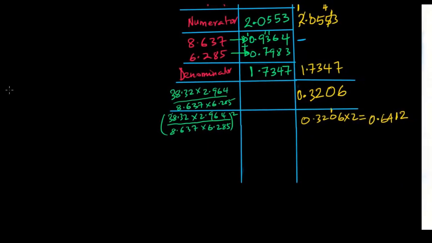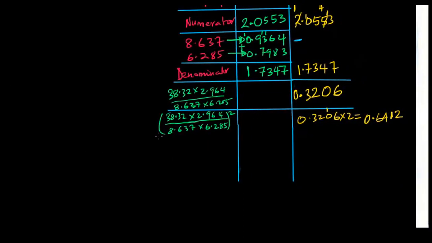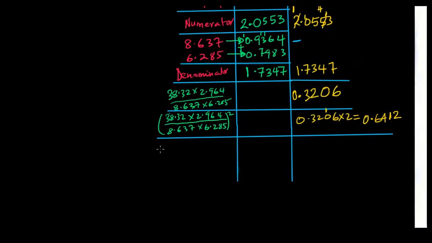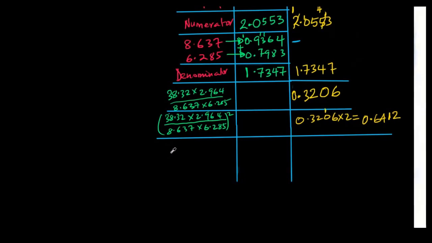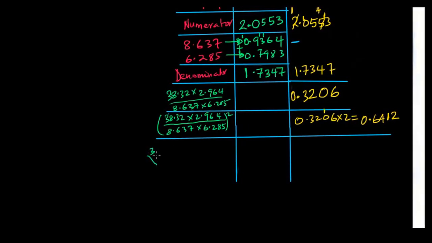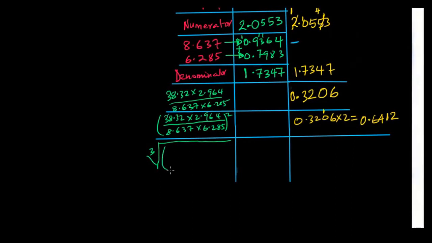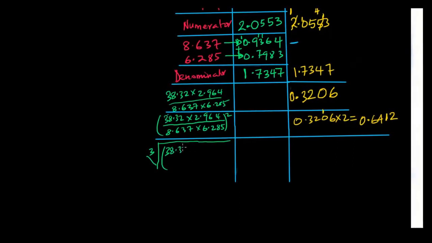Before we do that, let's just roll this place. Let's roll this like this. Okay, then we'll add our third root. We'll say the third root of everything there, the third root of this, which is 38.32 times 2.964 all over 8.637 times 6.285 all square. That's the third root now.